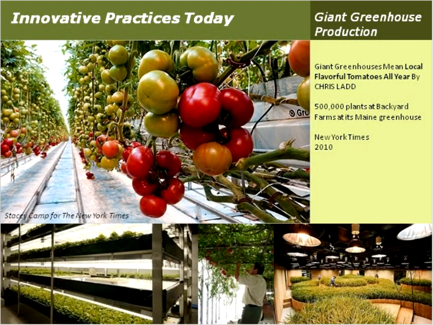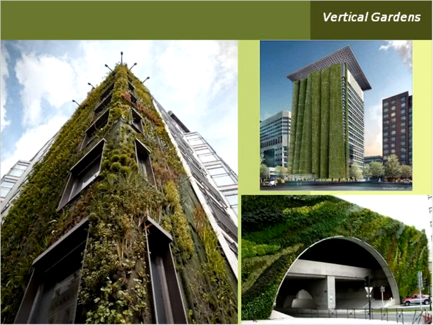We have giant greenhouse production. For example, the one shown here in the New York Times, where 500,000 plants in a backyard farm provided local, flavorful tomatoes year-round. So we are seeing these true practices being implemented.